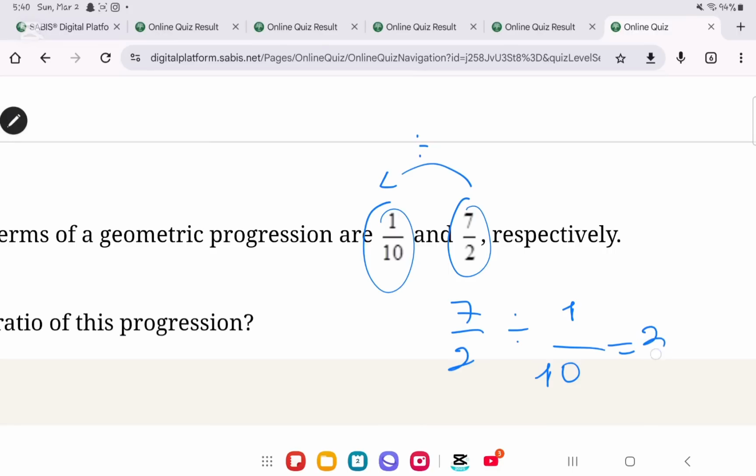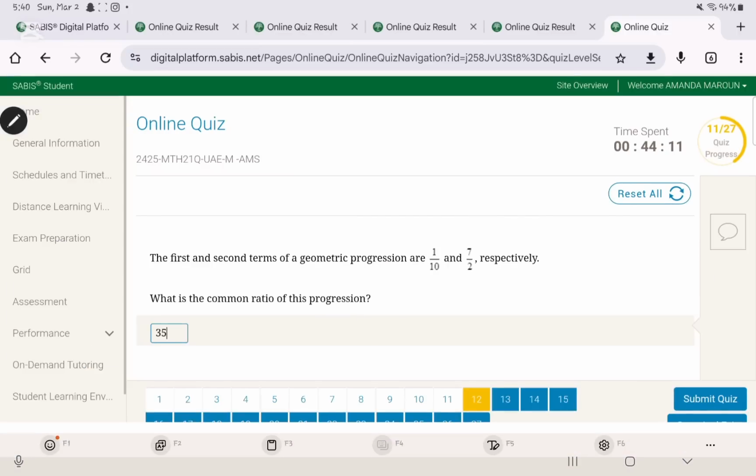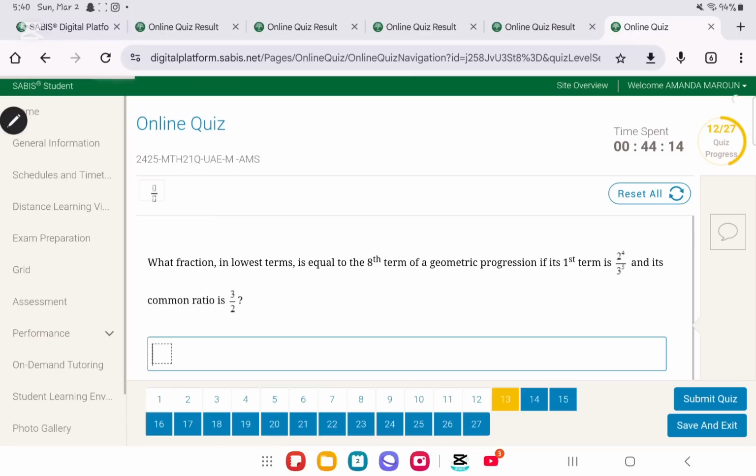You are going to get an answer of 35. So very simply, the common ratio of this progression is 35. We move on to question number 13.